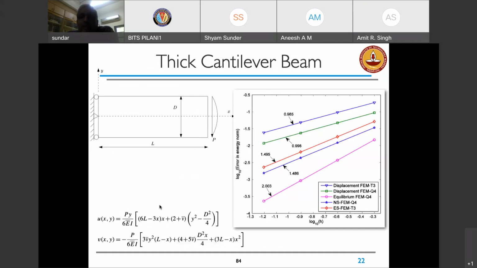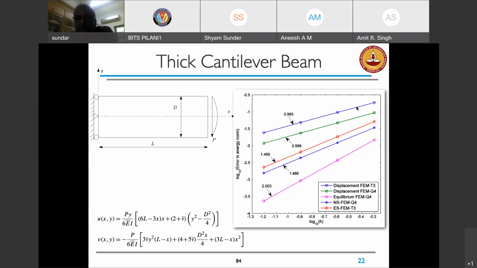Again, the same problem, of course, plotted differently. Now here we are showing the energy norm as a function of space, and different approaches are shown here. Let me just quickly summarize. The one on the top is the conventional finite element method with triangular elements. One below in green is finite element method with four-noded quadrilateral element. Red is edge-based smoothing. Blue star is node-based smoothing. And this pink circle is equilibrium finite element method, which is again based on cell-based.